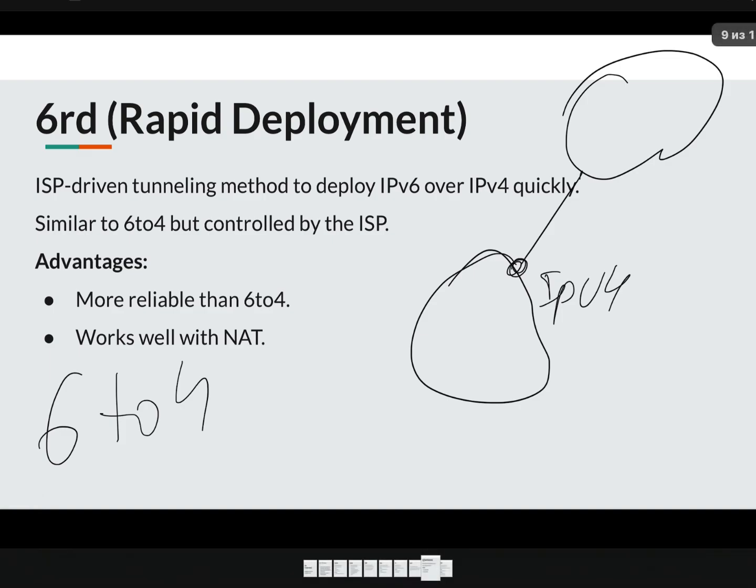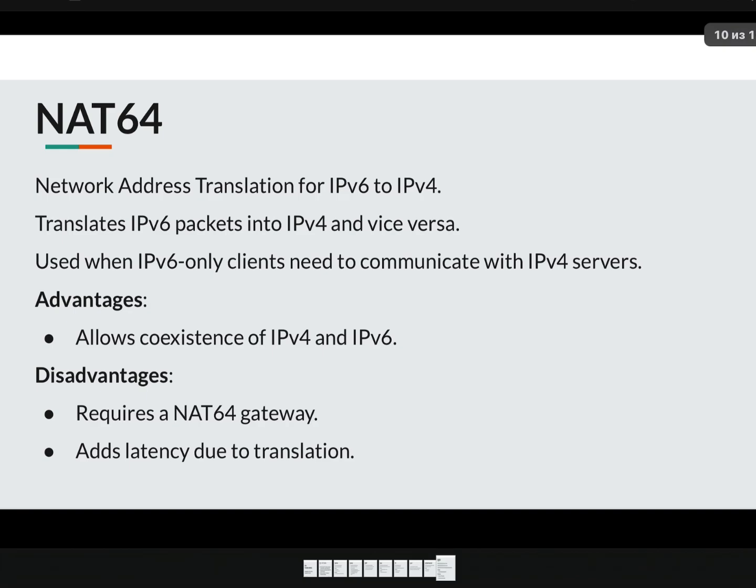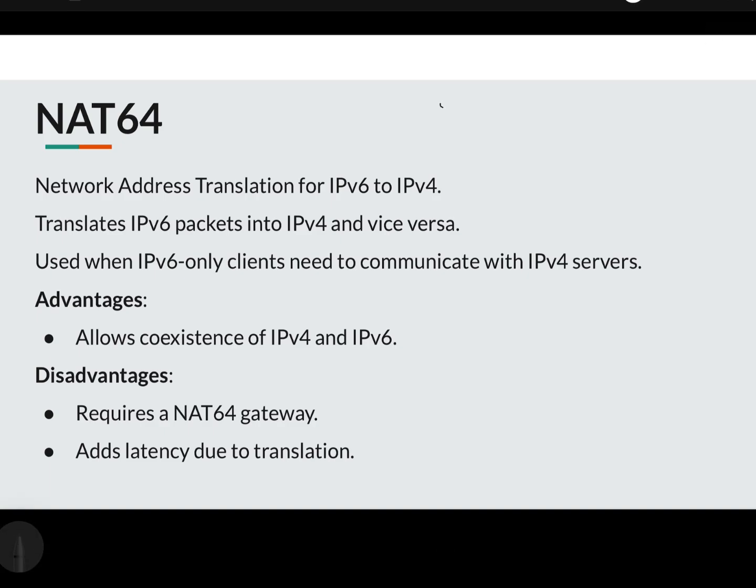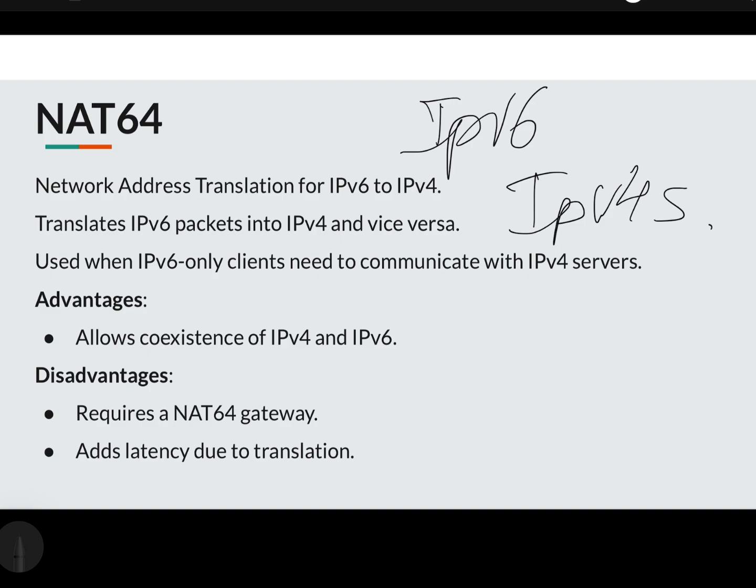So the next one is NAT64. It's the same transition method, it enables communication between IPv6-only clients, when you have only IPv6 clients, and you have IPv4 servers. It works by translating IPv6 packets into IPv4 packets and vice versa, allowing networks to operate with both protocols without requiring dual stack configuration.